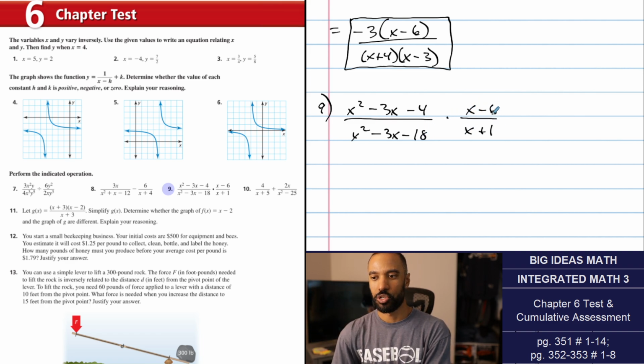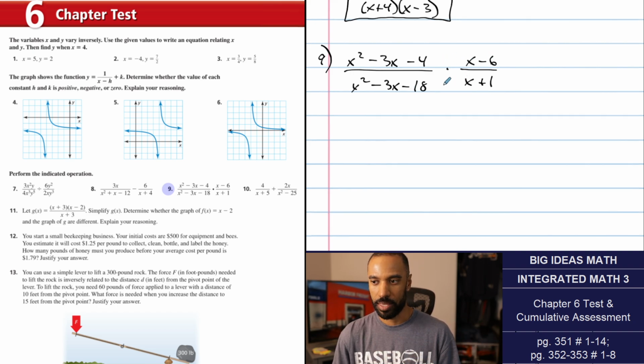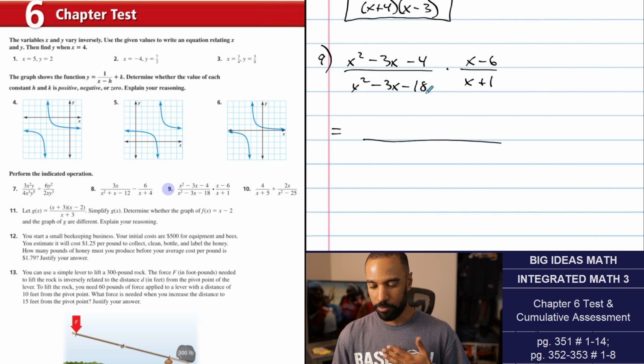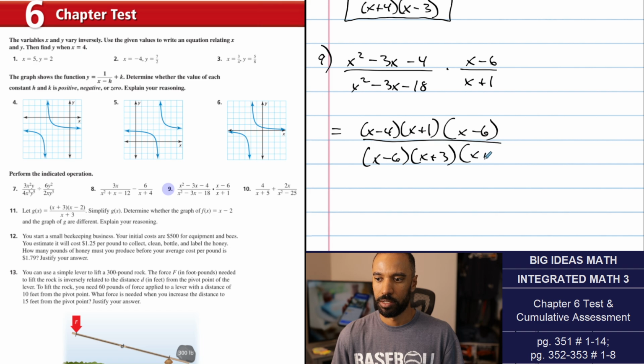Now, the book tends to merge these all as a single fraction. In this particular problem, I don't mind doing that. It's kind of there, set up to go. One big fraction over another, excuse me. This factors into x minus 4 times x plus 1 and x minus 6. All on top divided by all on bottom. This is x minus 6 times x plus 3 times x plus 1.